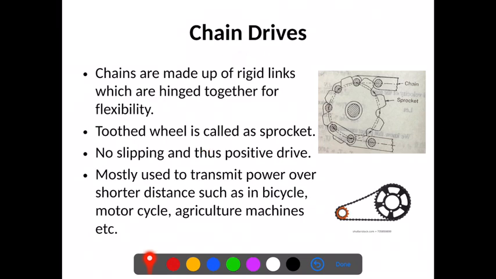The important thing here is that the chain is made up of rigid links which are hinged together, and this chain is generally flexible. We have a wheel with projections like teeth, which is called a sprocket, and this particular sprocket resembles a spur gear.